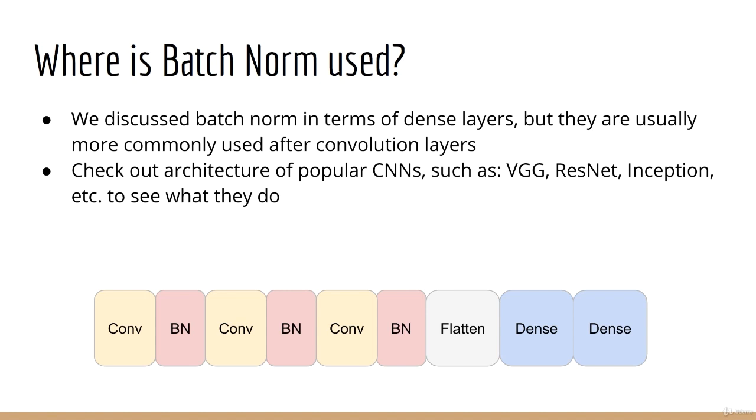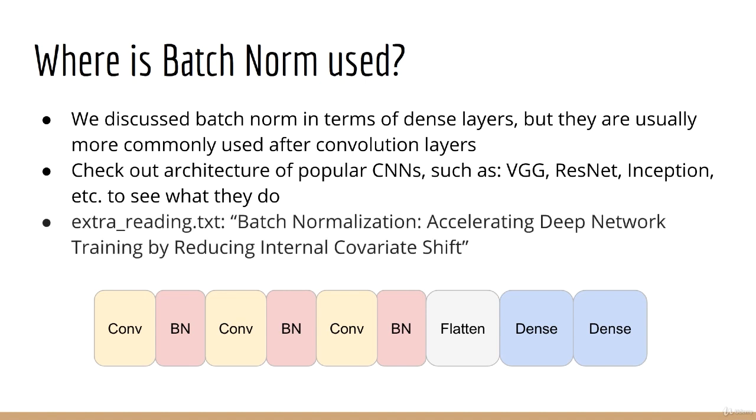By the way, if you want to read more about batch norm, you can check out the paper included in extra_reading.txt. The title is Batch Normalization: Accelerating Deep Network Training by Reducing Internal Covariate Shift.